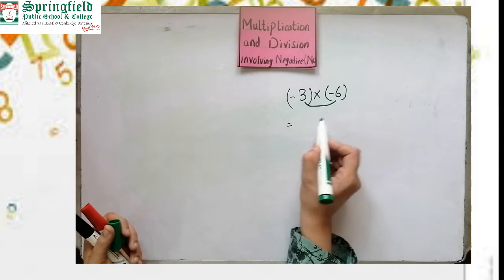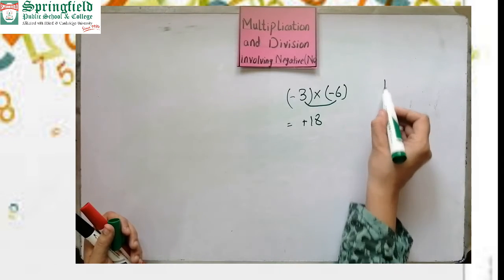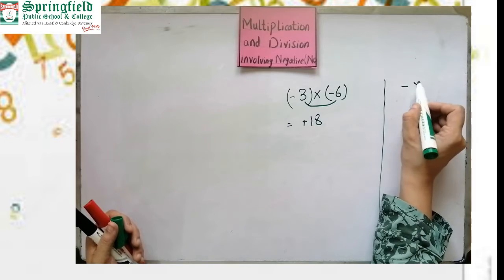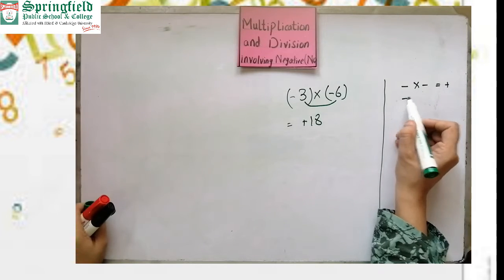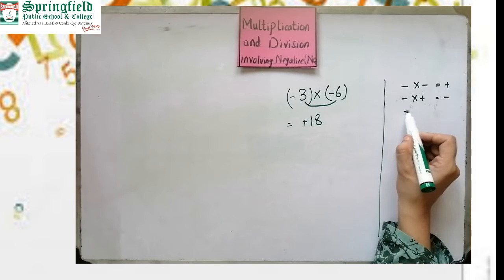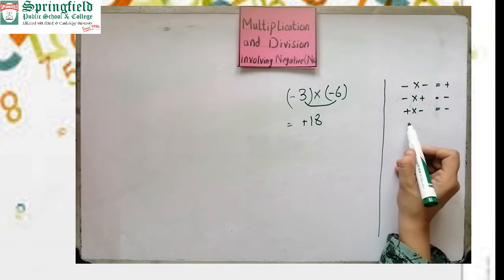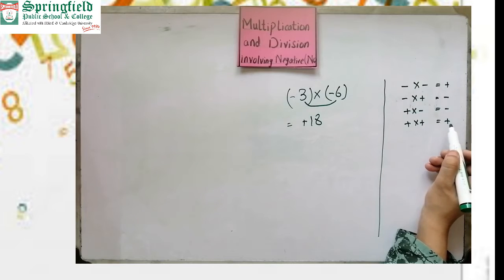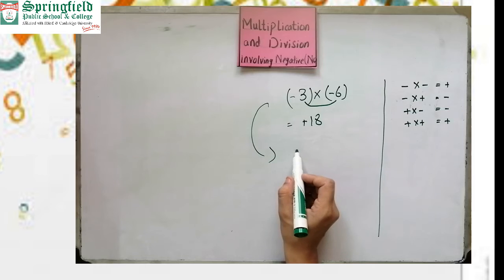So 6 threes are 18 and then minus will become plus. So +18. During multiplication, keep in mind that there are some rules. When a negative number is multiplied with a negative number, the answer will be positive. When a negative number is multiplied with a positive number, the answer is negative. And when a positive number is multiplied with a negative number, the answer will be negative. And when a positive number is multiplied with a positive number, the answer is in positive form. Understood?